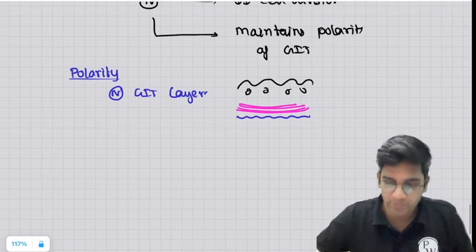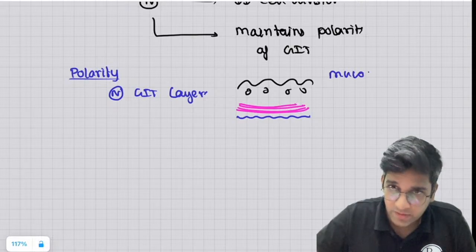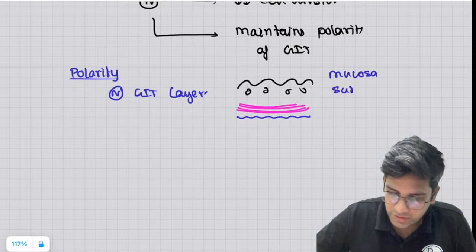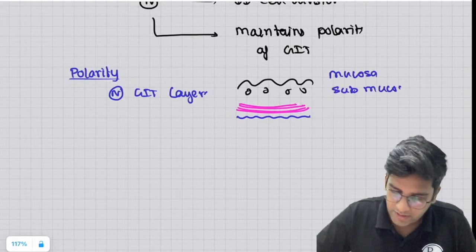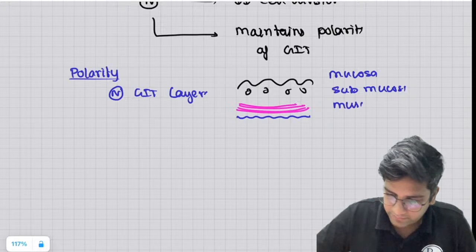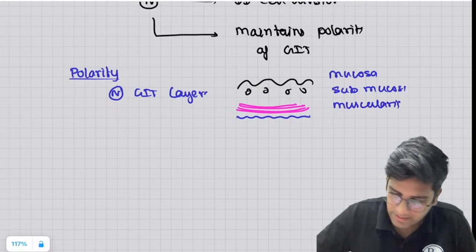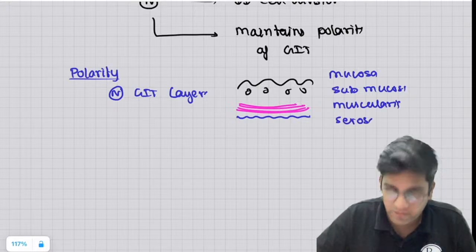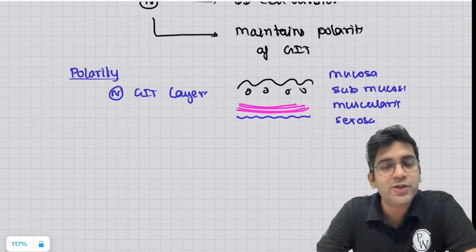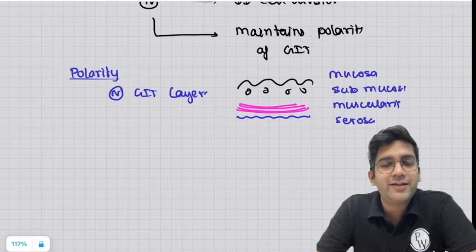Can I say this is normal? Right? I have mucosa, submucosa, amazing. I have muscularis, I have serosa. Okay, perfect. Now tell me, who told my entire GIT?